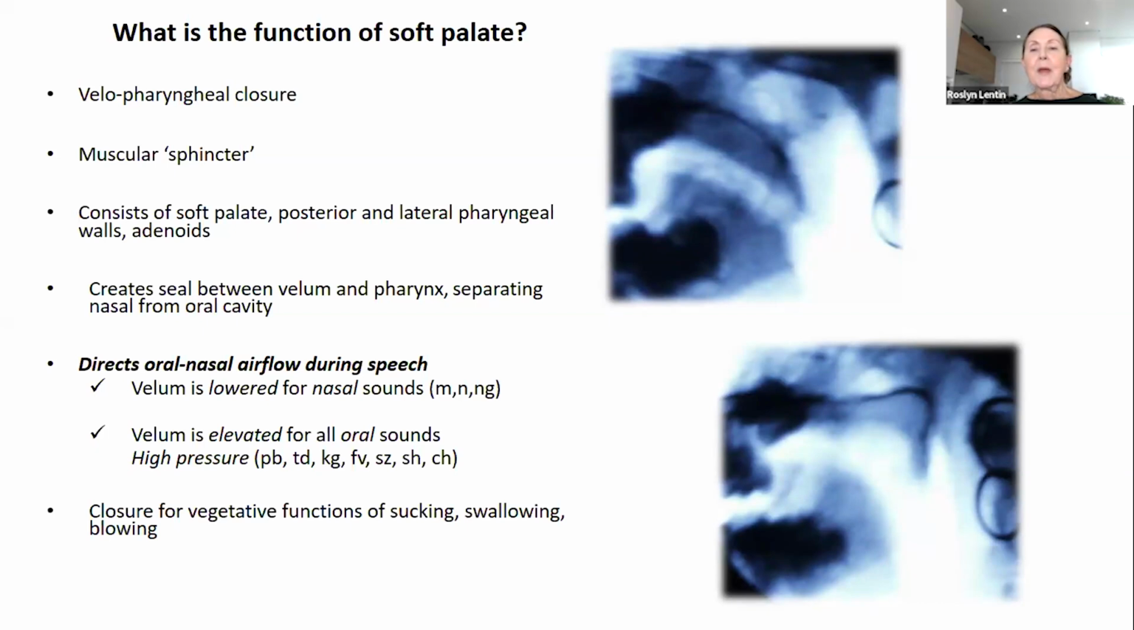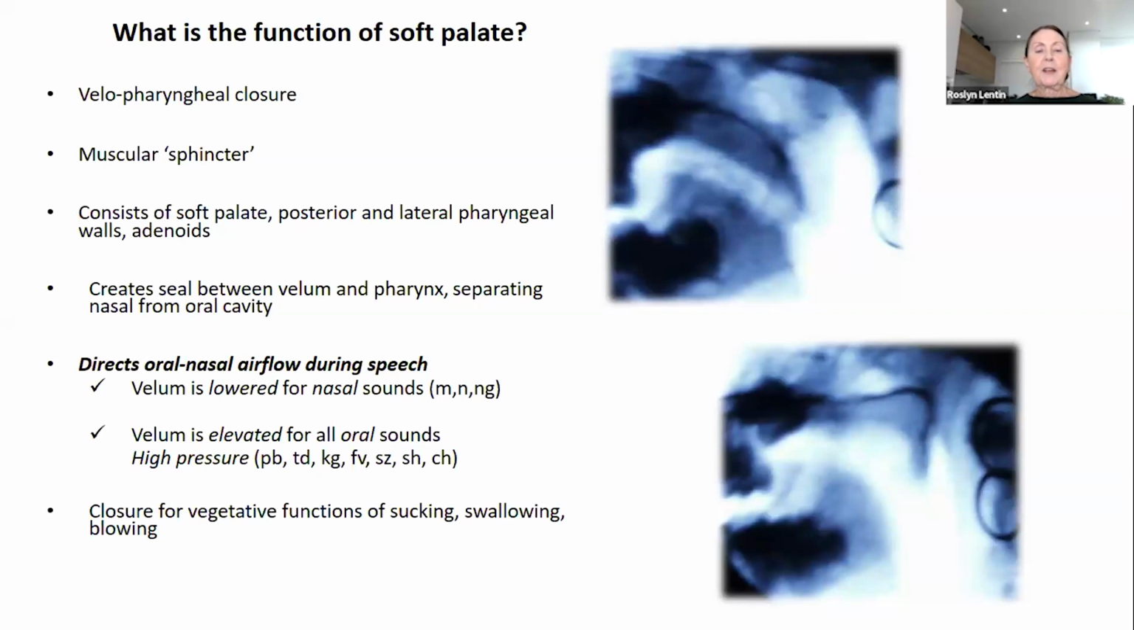Now, the velum is lowered for the sound to be directed into the nose for the nasal consonants such as M, N, and NG, but it must be well closed for what we call these high pressure sounds that demand oral pressure, P, T, K. And if there isn't velopharyngeal closure, of course, there are going to be the speech problems that everyone's talking about.